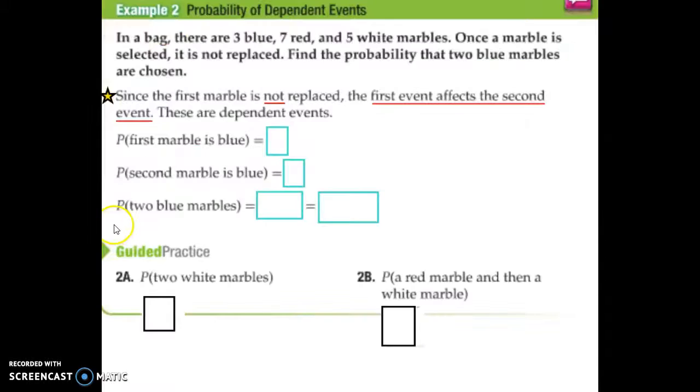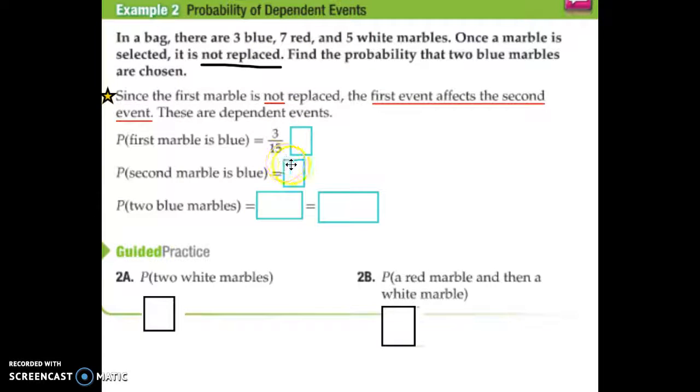So let's take a look at what this looks like. I have a bag. There are 3 blue, 7 red, and 5 white marbles. Once the marble is selected, it's not replaced. Once it's not replaced, that's your dead giveaway. That's dependent. Alright, we're not putting it back in there. Find the probability that 2 blue marbles are chosen. Alright, so if I want to draw that first blue marble, there are 3 blues in there. And out of how many total? Add them all up and you get 15. So 3 out of 15, which is really 1/5, I guess.